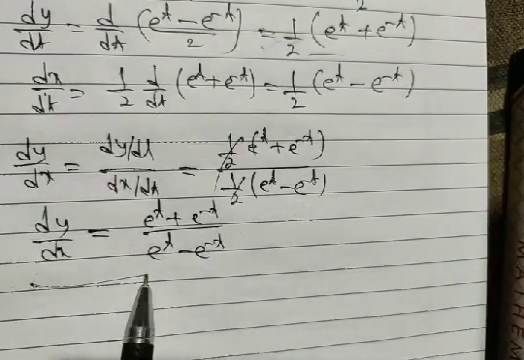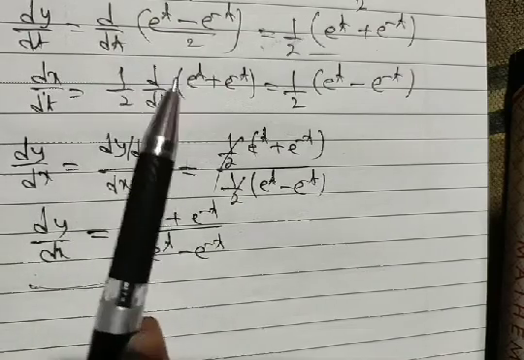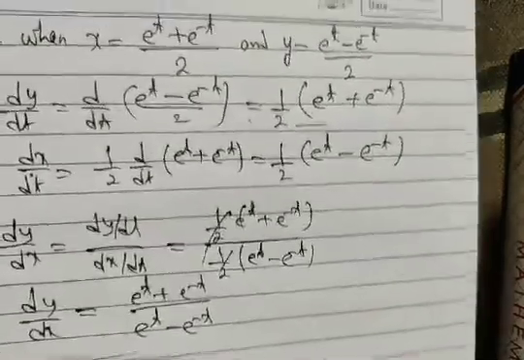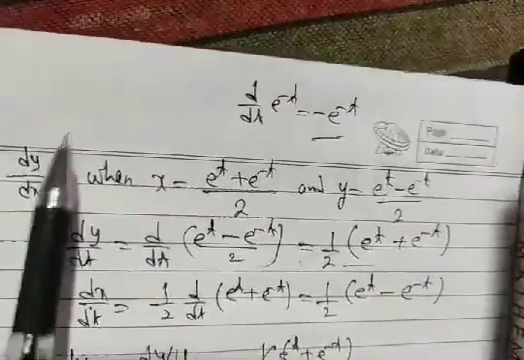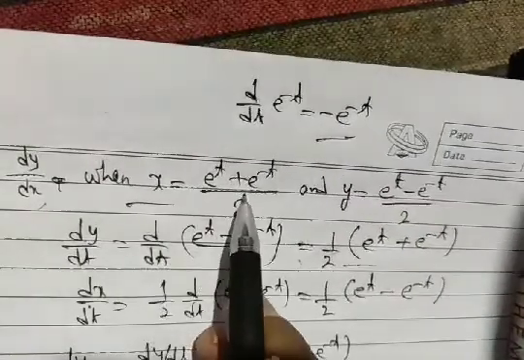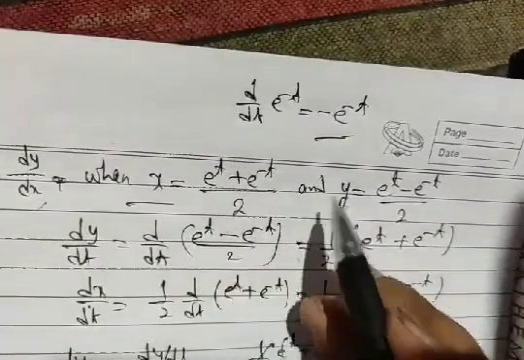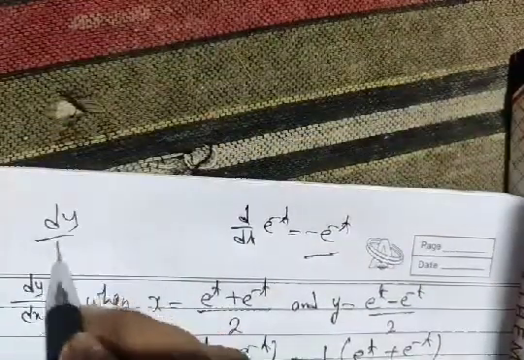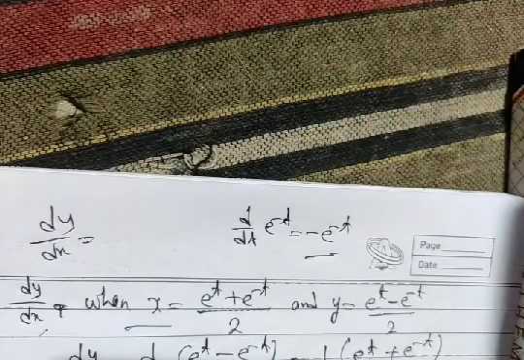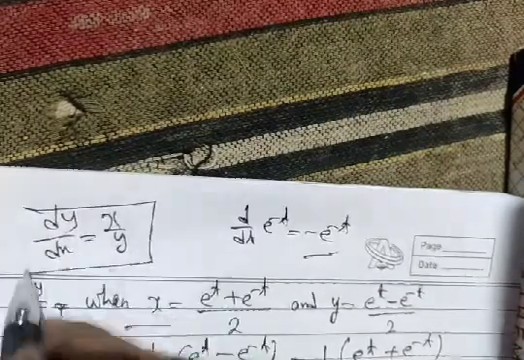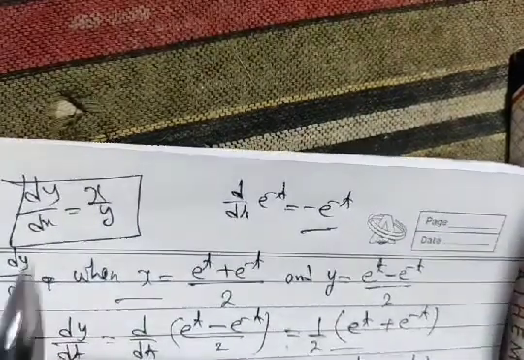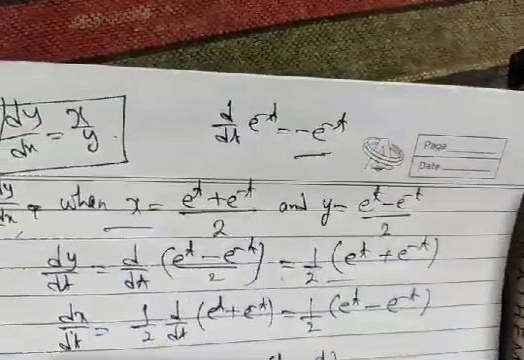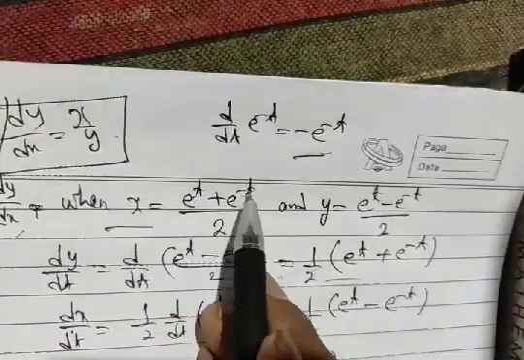This is our derivative, but this problem can also be asked in another form. If x = (e^t + e^(-t))/2 and y = (e^t - e^(-t))/2, then prove that dy/dx is given by x/y.